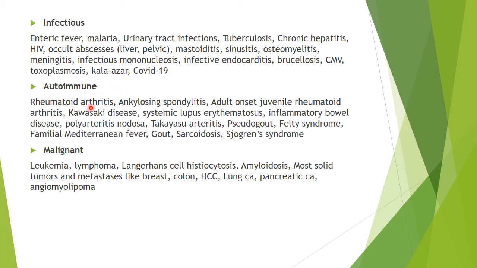Autoimmune diseases like rheumatoid arthritis, ankylosing spondylitis, adult onset juvenile rheumatoid arthritis, Kawasaki disease, SLE, inflammatory bowel disease like Crohn's disease and ulcerative colitis, PAN, Takayasu arteritis, pseudogout, Felty syndrome, familial Mediterranean fever, gout, sarcoidosis, and Sjogren's syndrome. Among the malignant causes are leukemia, lymphoma, Langerhans cell histiocytosis, amyloidosis, most solid tumors and metastases like breast, colon, hepatocellular carcinoma, lung CA, pancreatic CA, and angiomyolipoma.